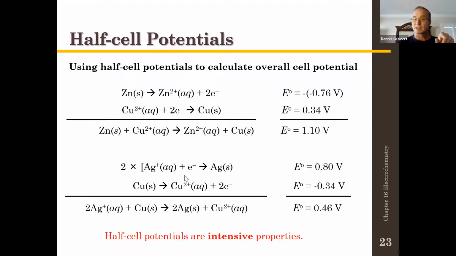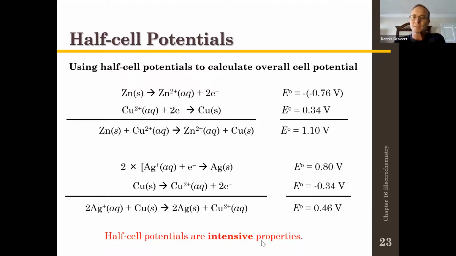We also have to balance the electrons. So we have to multiply this equation by 2. We do not change the voltage by 2. So that's something you have to remember. You can always switch the order, and you change the sign. But if you have to multiply it, you don't.